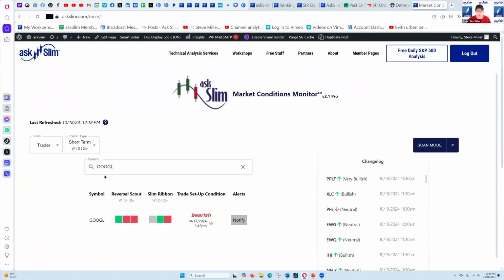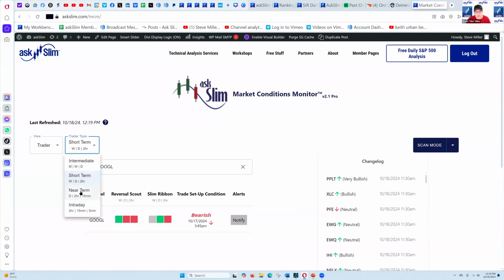And what I want to do is look at really the trade setup condition and make sure that that really supports what I'm looking at, because you can see here I'm looking at short term. This MCM is set to trader style right there. So you can pick the style that you want to look at or the style that you are. So I'm looking at short term, near term, really the next number of days.